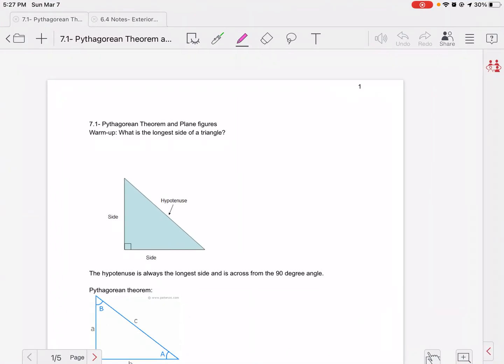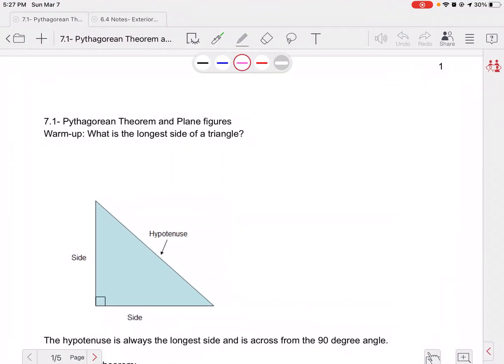Hi guys, welcome back. We're going to start talking about the Pythagorean theorem today, which is a squared plus b squared equals c squared. We're going to go through what all these things mean.